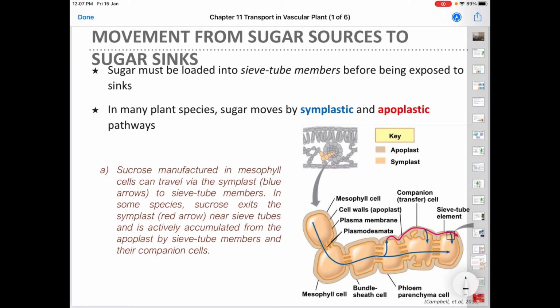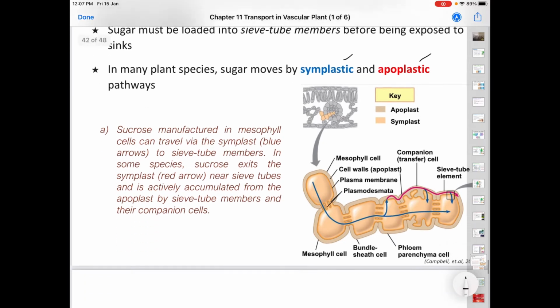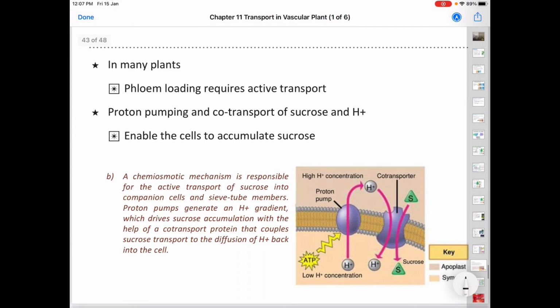Sugar must be loaded into sieve tube members before being exposed to the sink. In many plant species, sugar moves by symplastic and apoplastic routes. Same goes with xylem. They can go through the symplastic and also through the apoplastic route.